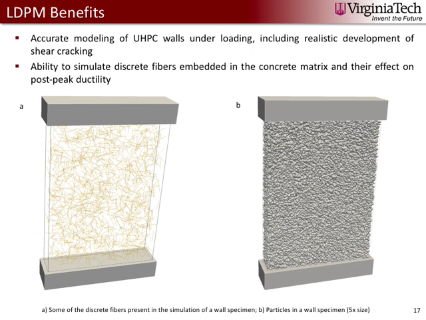The LDPM conveys benefits like the accurate modeling of the initiation and propagation of cracks in concrete structural members, and also gives us the ability to simulate discrete fibers embedded in the concrete matrix and their effect on post-peak ductility. These fibers are what give UHPC its post-peak tensile capacity. On the bottom left, you can see these fibers randomly distributed throughout the matrix as simulated by the LDPM. The right image shows the particles in a shear wall specimen randomly distributed throughout the matrix. These particles have been blown up so you can see them better. They're 5 times their actual size.